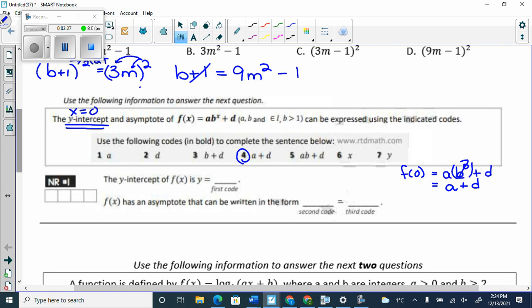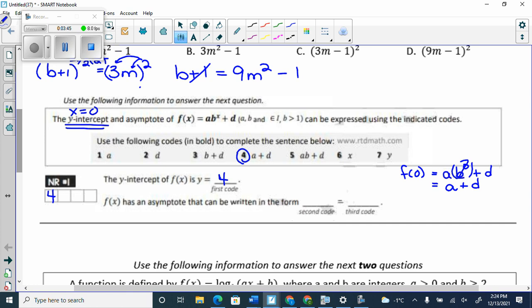And it says f of x has an asymptote that can be written in the form of blah. The y-intercept is in the form of blah. So a plus d, which is 4. It's not y equals 4. It's y equals the first code. The first code is 4.